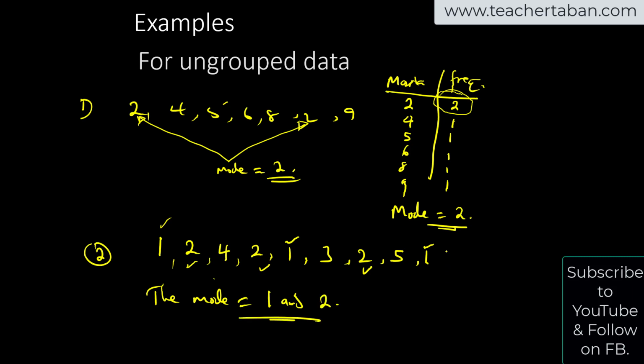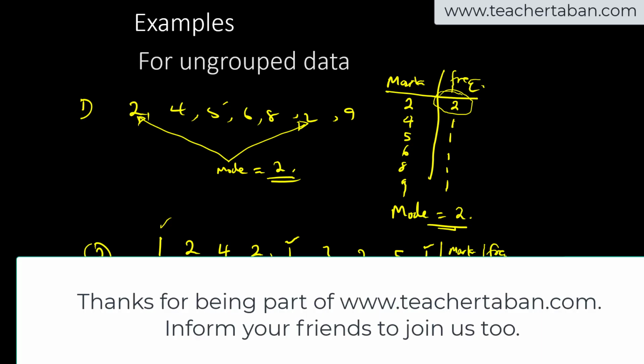In the case we have to use a frequency table as well, we can simply come up with the mark and then the frequency. So we have our 1, 2, 3, 4, and 5. The 1 is appearing 3 times, the 2 is appearing 3 times, the 3 is appearing once, the 4 is appearing once, and the 5 is also appearing once. So from this we can see that 1 is appearing 3 times, 2 is appearing 3 times, and therefore the mode is 1 or 2.